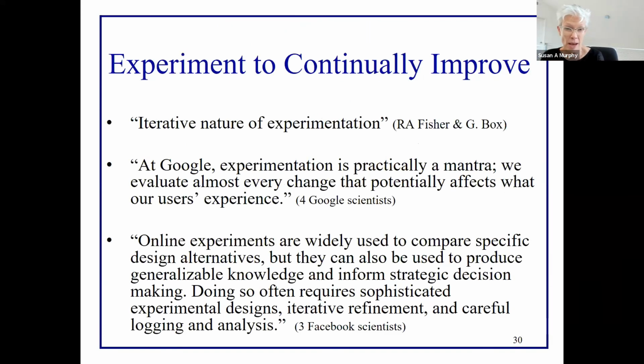Indeed, this has a long history. Continual experimentation goes way back. Fisher is a British person who founded most of modern-day genetics, as well as statistics. And he advocated this iterative nature of experimentation, as did his protege, George Box. Google and Facebook, I have some quotes here. Of course, this is about advertising, where they place the ads on your website, your email, and so on. They're constantly experimenting. We need to constantly experiment in health to help people help themselves.